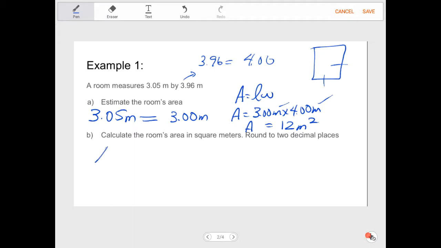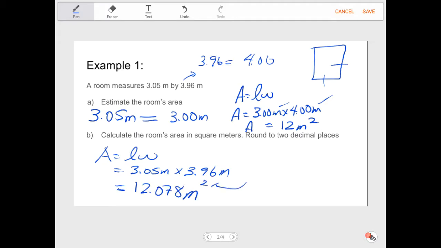To figure out the actual area, you would just go area equals length times width and use the actual measurements that are provided. 3.05 meters times 3.96 meters. Fire that through in your calculator. And it's pretty close to our estimate actually, which is 12.078 meters, and you always have to have the squared. Area always has a square because there are 2 dimensions in 2 meters. That's pretty straightforward. We'll try one more.